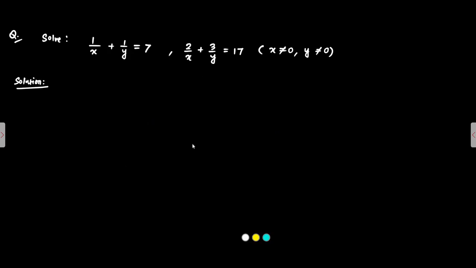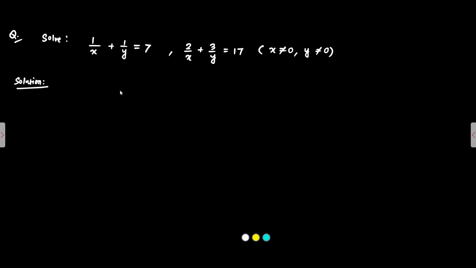So here is another question. There are two equations which are given by 1 by x plus 1 by y is equal to 7, and 2 by x plus 3 by y is equal to 17, with x not equal to 0 and y not equal to 0. We have to solve for x and y using cross multiplication method. So first we'll write the equations.